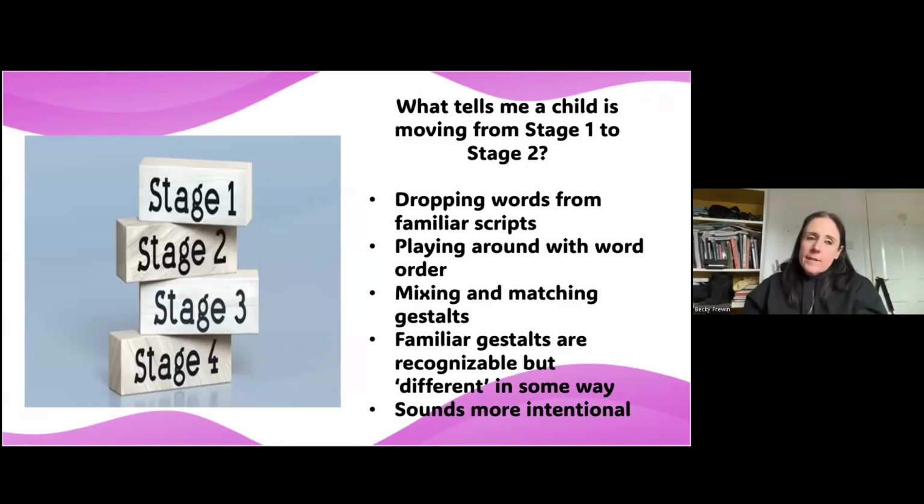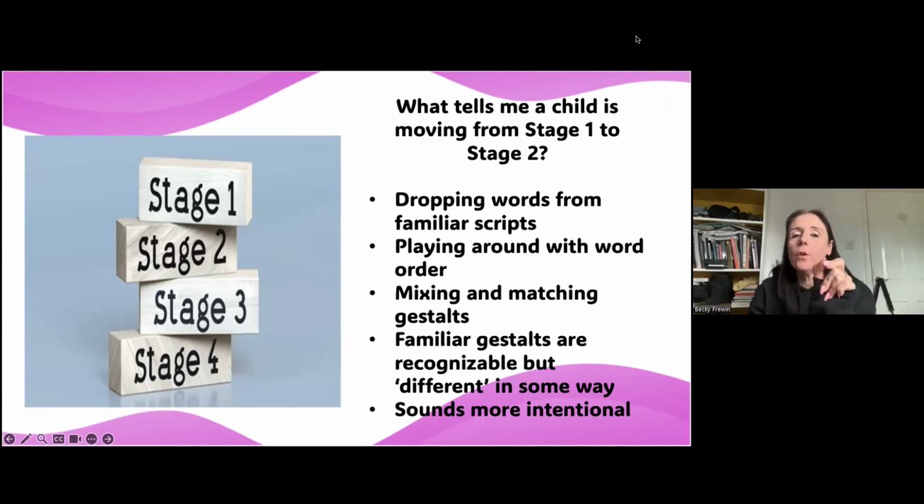Now, I've been asked this question a lot in nurseries with children that I'm working with who are Gestalt language processors, and staff have gone, how do I know that my child in my setting is moving from stage 1 to stage 2? What are those key clues that I need to be looking for?